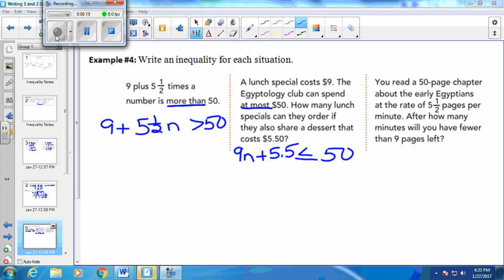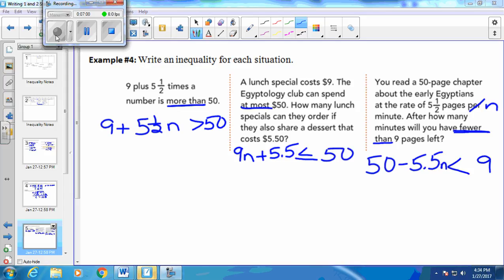The last one states that you read a 50-page chapter about the early Egyptians at the rate of 5.5 pages per minute. After how many minutes will you have fewer than 9 pages left? So "fewer" is describing, again, the less than symbol, not the subtraction. If I've read 50 pages, and I'm reading at the rate of 5.5 pages per minute, that "per" is telling me that that's where my variable is going to go. So I'm going to subtract the amount that I'm reading, which is the 5.50, and less than 9.